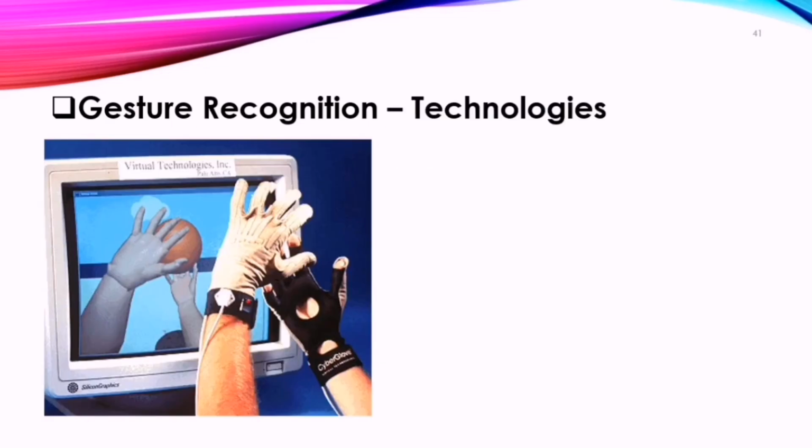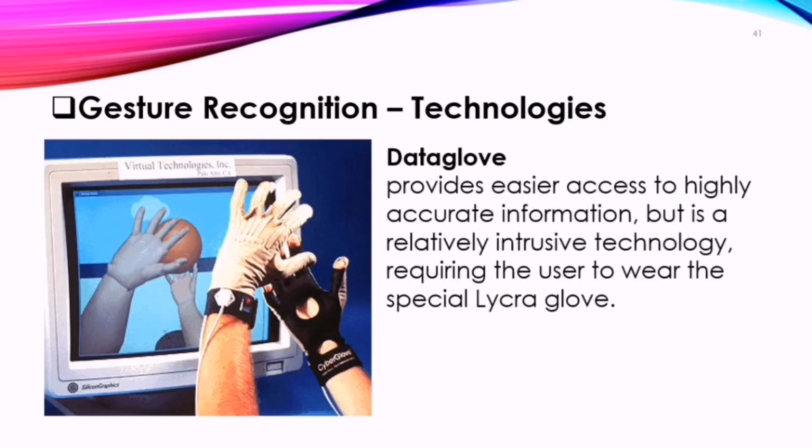So this is an example of a technology which uses gesture recognition: the data glove. It provides easier access to highly accurate information, but it is a relatively intrusive technology which requires the user to wear a special lycra glove like what is shown on this image.